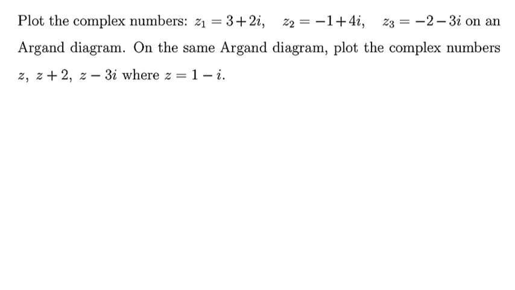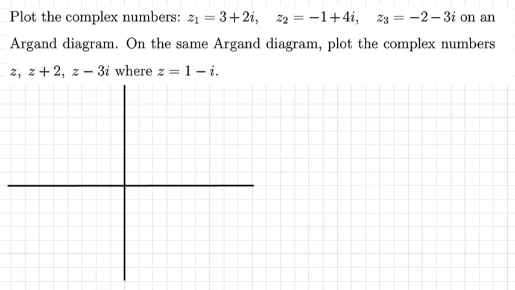So we have this question on complex numbers, and it reads, plot the complex numbers Z1, Z2, and Z3 on an Argand diagram. Then on the same diagram, we're supposed to plot these other complex numbers. So let's start with the first part. So to plot the complex number 3 plus 2i, let's first go on our Cartesian plane that we have here.